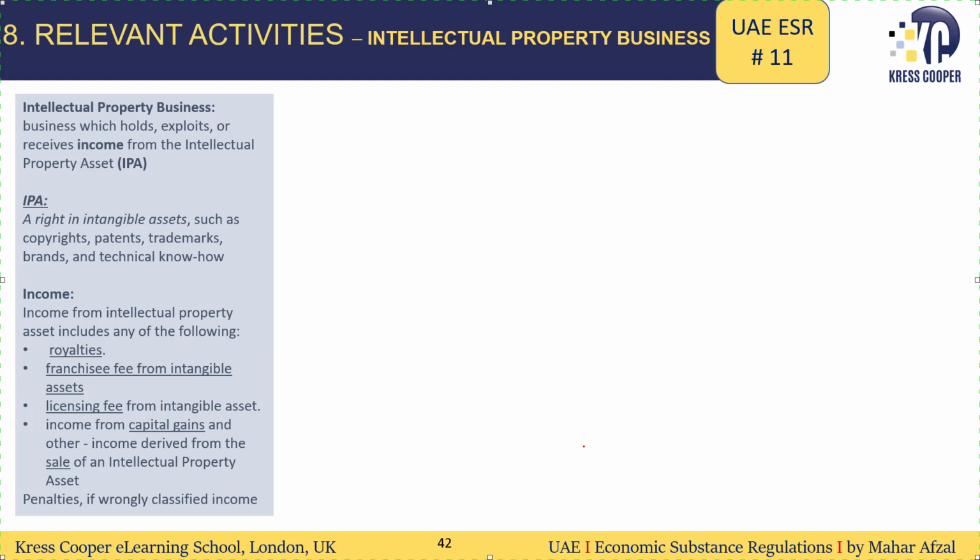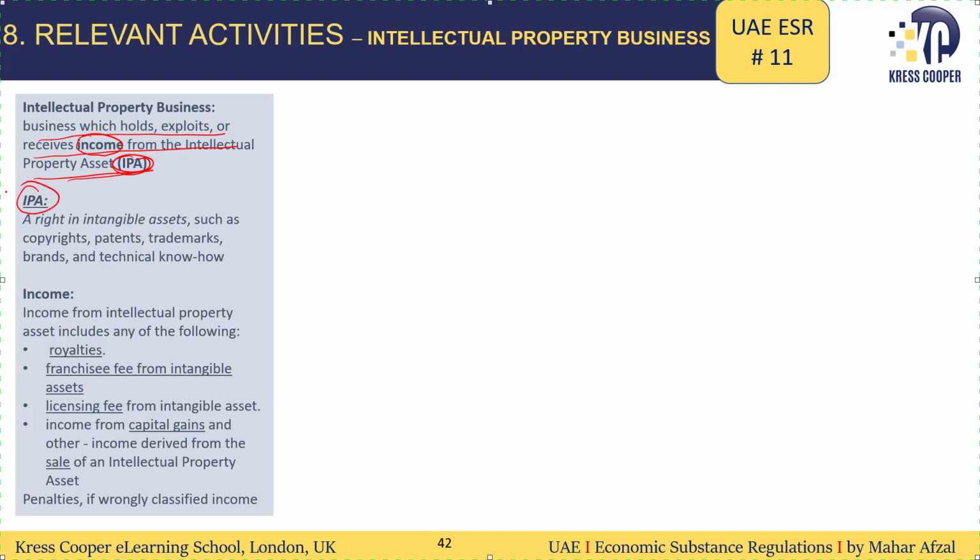They said if a licensee holds any intellectual property asset and from this asset a licensee is earning any separately identifiable income, then it will be considered that the licensee is conducting intellectual property business. So two things are important. First is the intellectual property asset, IPA. Second one is income. So what is an intellectual property asset?